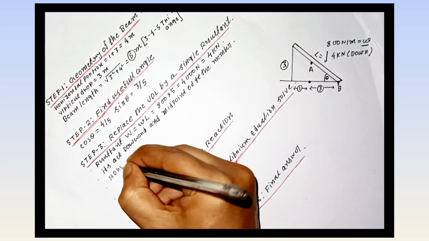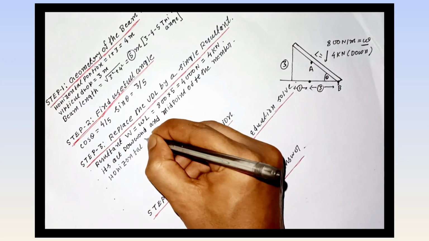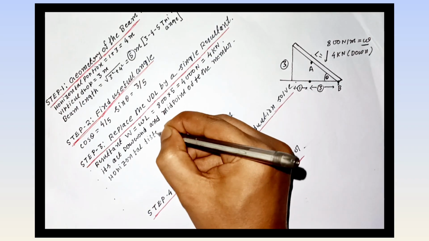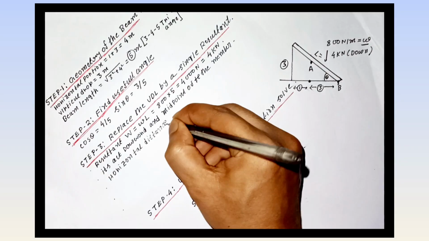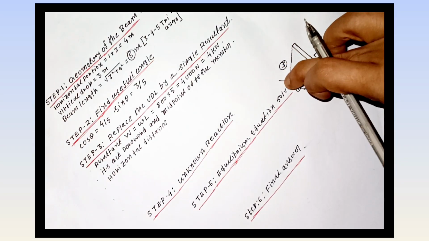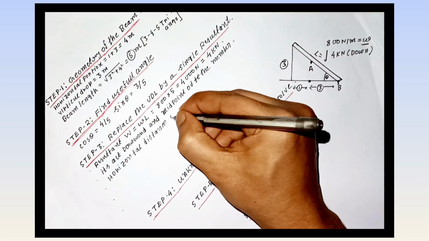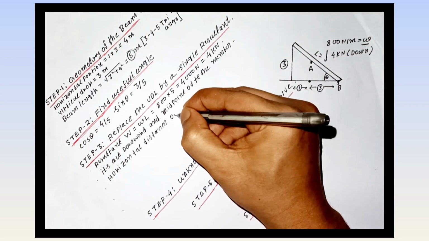This is very simple. L by 2, that is 5 by 2. But we have to find the horizontal, so you have to multiply it by cos theta. Actually we need the component of L by 2, because the midpoint is half and half of the length component.